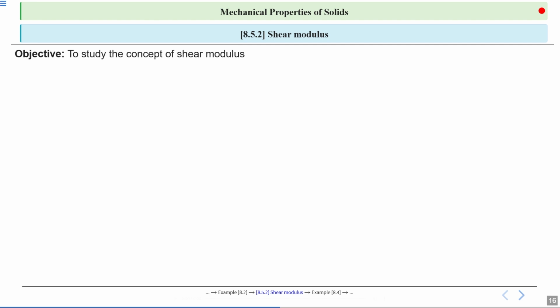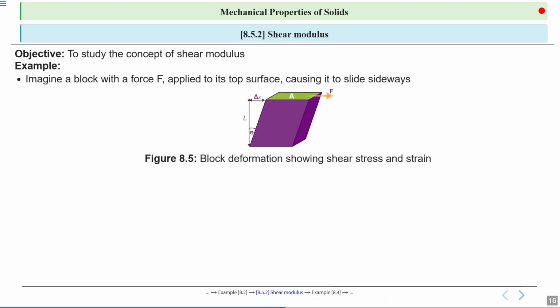Now students, we will see an example which explains the concept of shear modulus and strain in a clear way. We will use a simple block to demonstrate how shear forces work. Imagine we have a block and we apply a force to its top surface, causing it to slide sideways. Take a look at this figure 8.5. Notice how the block deforms. This force is trying to move the top layer relative to the bottom, which stays fixed. This setup helps us see what shear stress and strain look like in action.